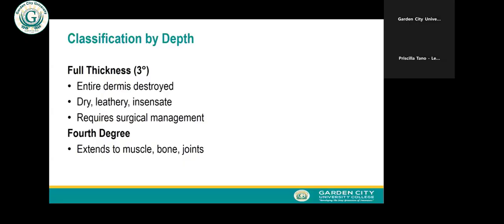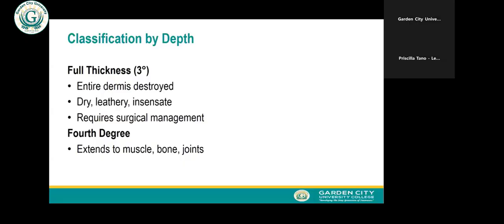So of course, if the dermis is affected, the epidermis is also part, and then the subcutaneous tissue: the epidermis, the dermis, the subcutaneous tissue, right? So surgery may be required.